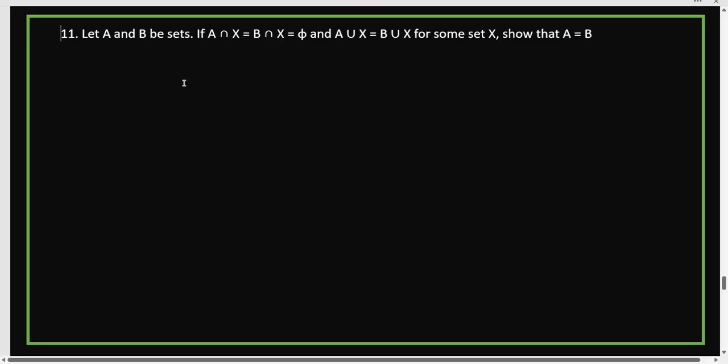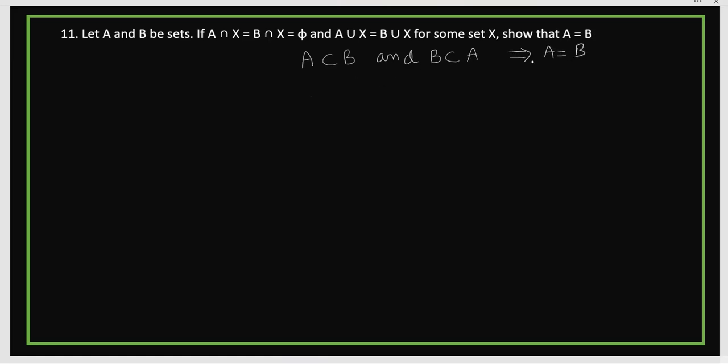Here, let A and B be two sets. A intersection X equals B intersection X equals the null set, and A union X equals B union X for some set X. So that A is equal to B. See, here the approach is the same. We'll prove A is a subset of B and B is a subset of A. Then A equals B. This is our approach. Before that, I will give you two results to remember.